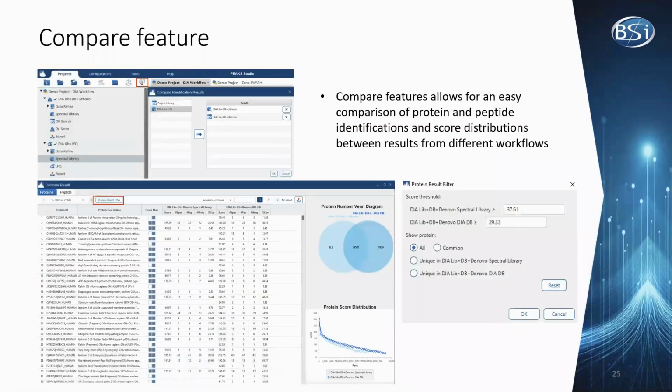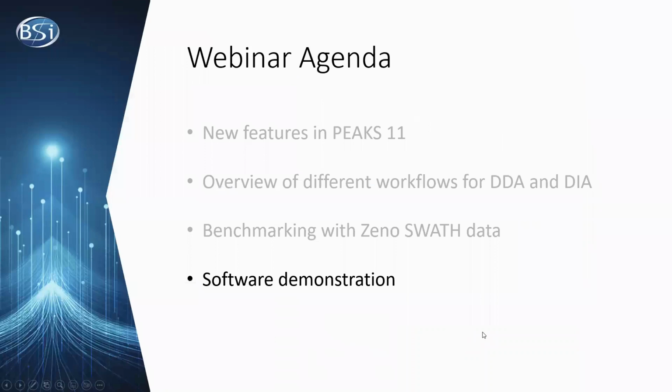And another very useful feature within Studio, which is not new to PEAKS 11 but was sort of hidden in previous versions, and not many users knew about this, is the compare feature, which we've now included an icon to use in the top bar. And you can select any 2 identification results and directly compare them, where it'll generate a Venn diagram and show you whether a protein or peptide was identified in both of these results or just one of them.